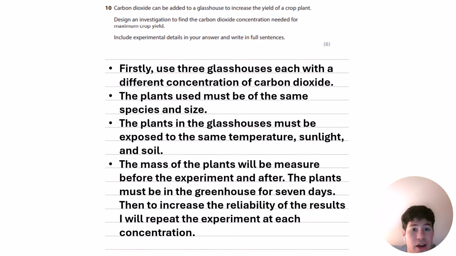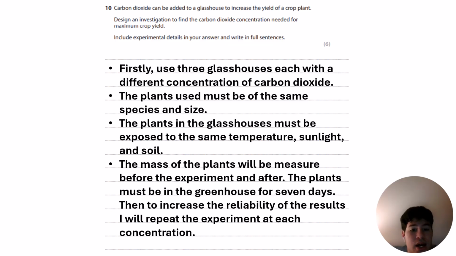Okay, final question. So, carbon dioxide can be added to a greenhouse to increase the yield of a crop plant. Design an investigation to find the carbon dioxide concentration needed for maximum crop yield. Include experimental details in your answer and write in full sentences. So, firstly, use 3 glass houses, each with a different concentration of carbon dioxide. The plants used must be of the same species and size.